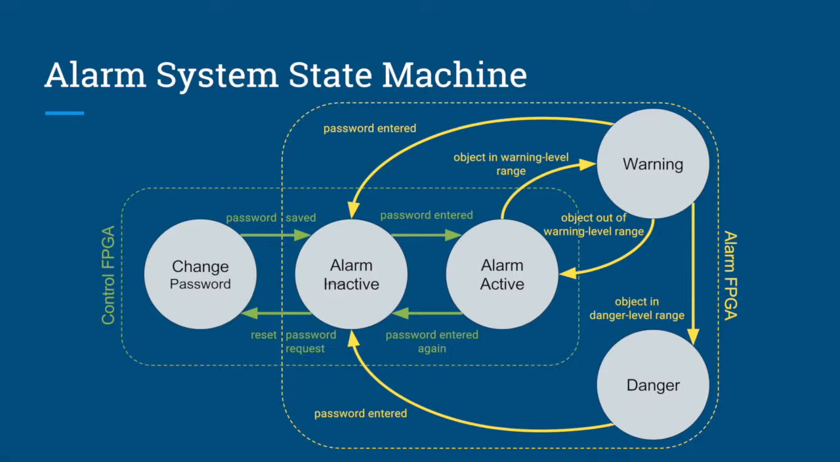The alarm is a two-level security system whereby the first level indicates a warning and the second level indicates danger. The warning state is triggered when an object is within a medium range, while the danger state is triggered when an object is within close range. Once the danger state is reached, the alarm will sound until the user enters the password. Furthermore, at any of these states, the control FPGA can deactivate the alarm if the user enters the password.